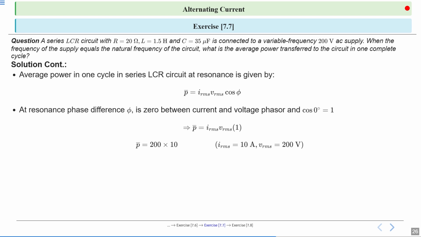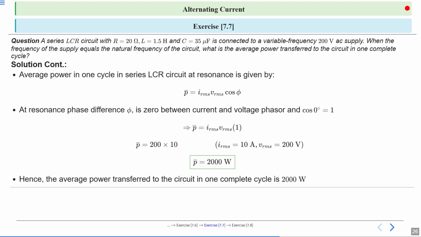So for average power, IRMS we have calculated as 10 ampere, and VRMS was given in the question as 200 volt. So 200 into 10. The average power dissipated will be equal to 2000 watt, or we can write it as 2 kilowatt.